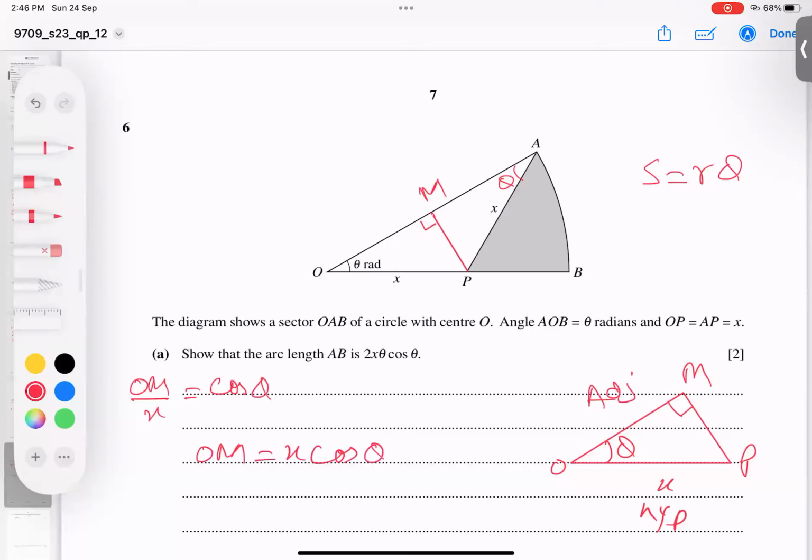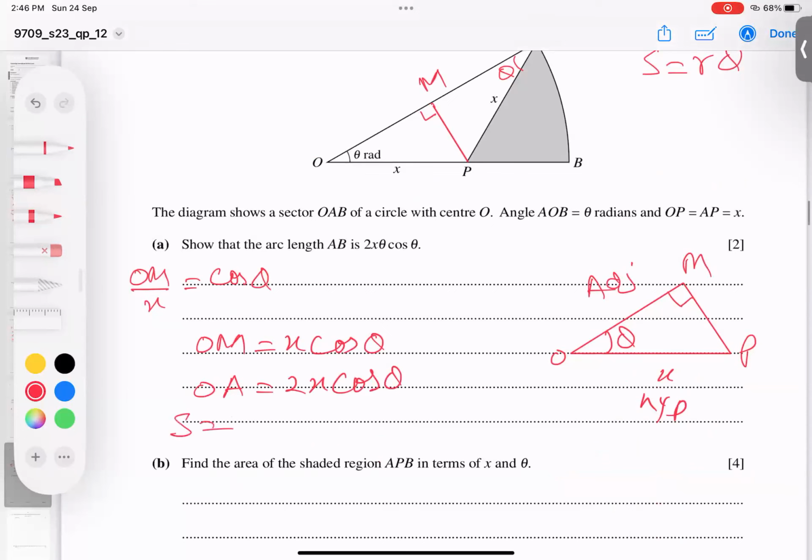And into 2. Why? Because OM and MA are the same. So what does OA turn out to be? OA is equal to 2x cos theta. I am close to my answer. What is the arc length formula? S is equal to r theta. It means r is this, theta is theta, and the game is over. So S is equal to 2x theta cos theta. I believe the point is very, very clear.